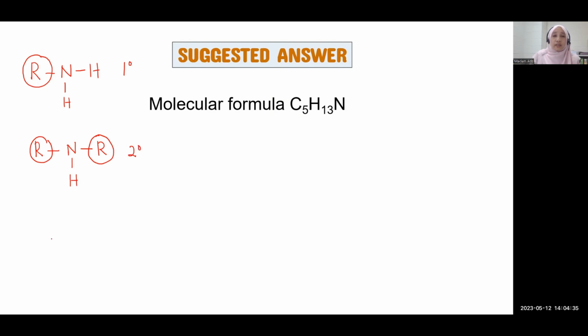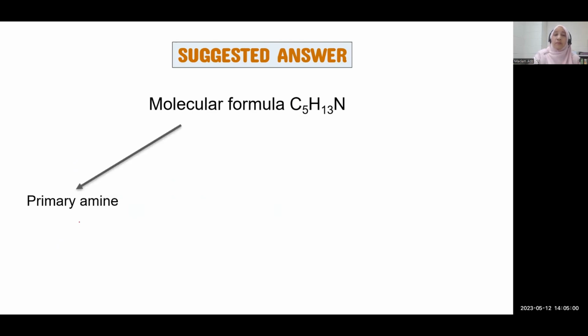And then the last one is a tertiary amine. As you might guess, the nitrogen is bonded to three alkyl groups or carbon groups, so this one will make a tertiary amine. Alright, so in this question we do not need all classes of amines. We are required to draw primary amines.